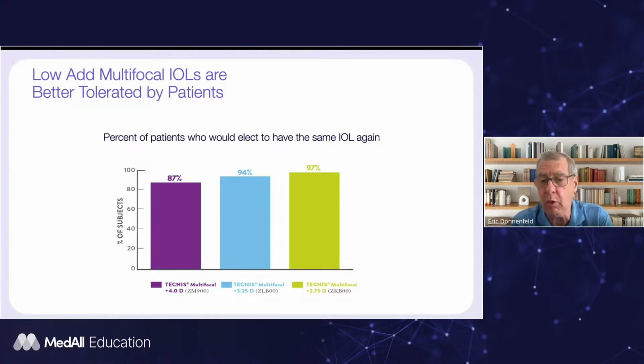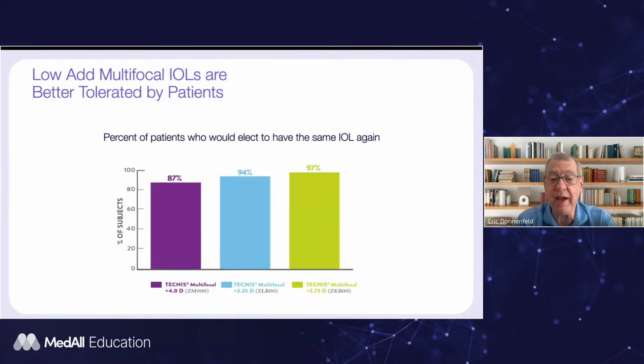But what I learned over a decade ago was that low-add multifocal IOLs are better tolerated by people. And this is the study from the FDA that looked at 3 different lenses. This was the FDA approval trial of the Johnson & Johnson Tecnis lenses, looking at the 4.0 add, the 3.25 add, and the 2.75 add.